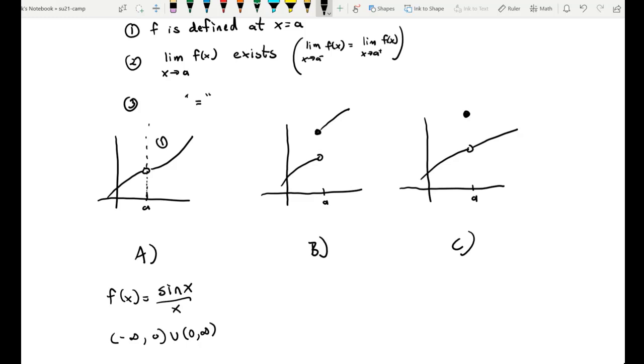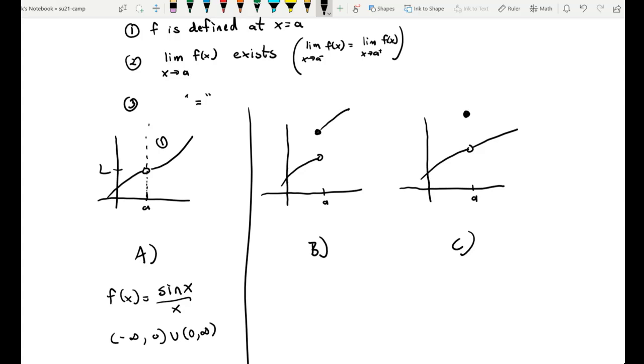Now, notice that for the first one, the limit as x approaches a does indeed exist. The limit from the left and the right would agree. But the function cannot be continuous at a place that's not defined.